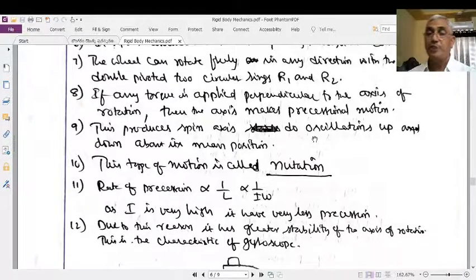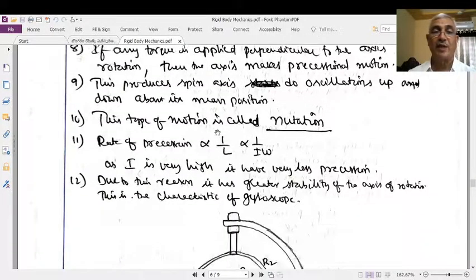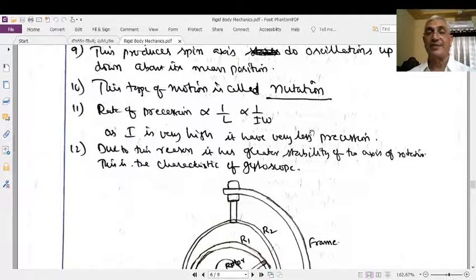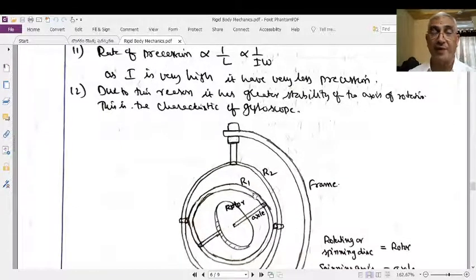One is the spin motion. The other one is the precessional motion of the axis. What is the third one? Because of this, the entire system moves up and down. That is the third motion, and this kind of motion is known as nutation. Nutation is possible because of ring 1 and ring 2, the supporting things.